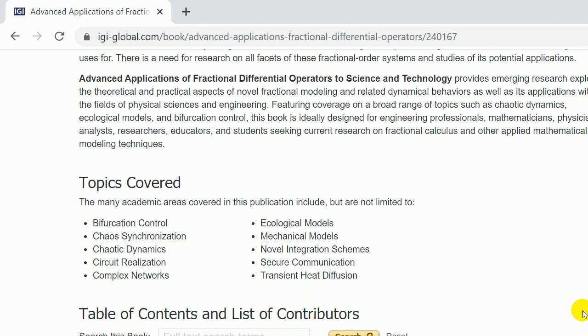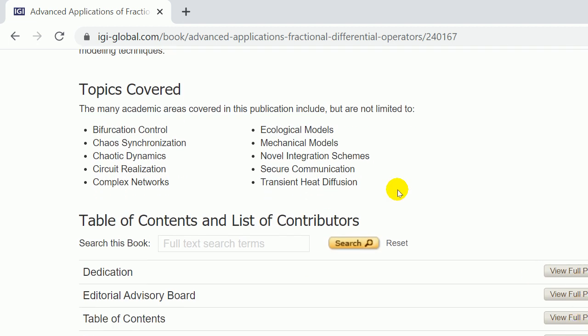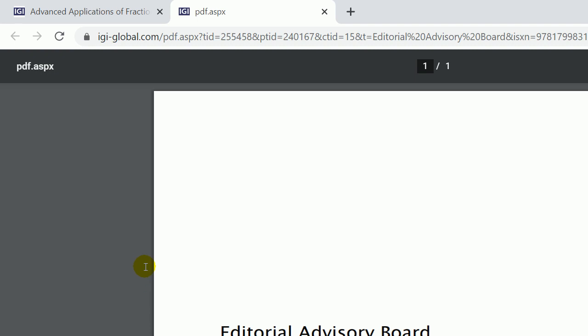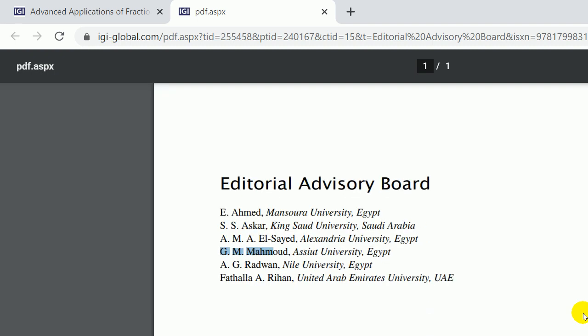The editorial advisory board of this book, as shown here, are Professor Syed Ahmed Rahmatullah Ali from Mansoura University, Professor Samih Askar from King Saud University, Professor Ahmed Muhammad Syed from Alexandria University, Professor Gamal Mukhtar Mahmoud from Asyut University, Professor Ahmed Goma Radwan from Cairo University and Nile University, and Professor Fathallah Rehan from UAE. These are the advisory board of this book.